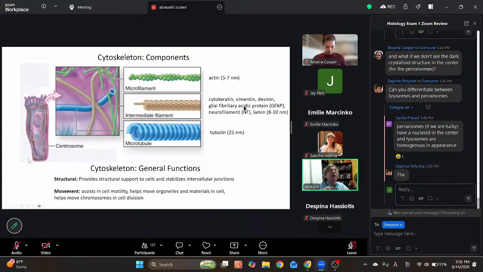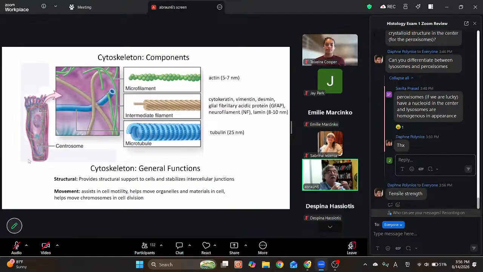Intermediate filaments are famous for being tough. They are the toughest of the cytoskeletal filamentous networks. They resist tension the greatest. They are fairly long-lived filaments. They don't break down as easily or rapidly as the other types of filaments. So they are tough with great tensile strength.